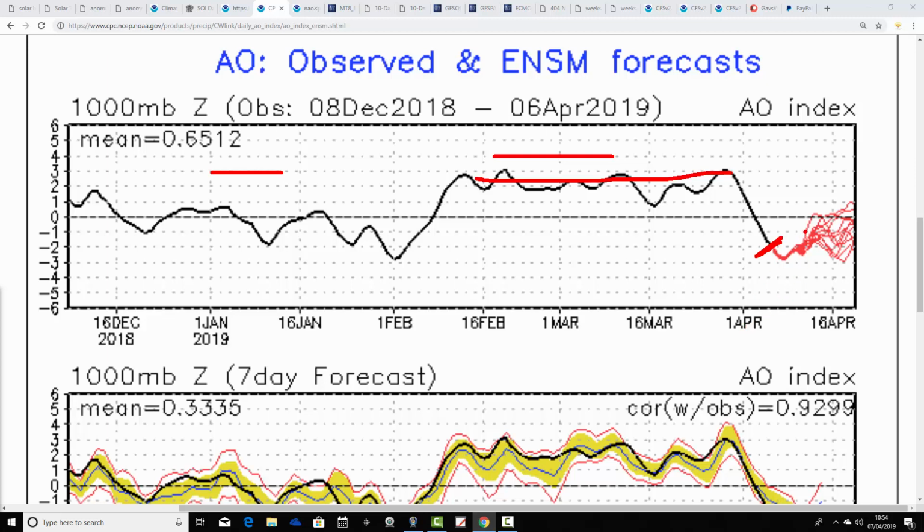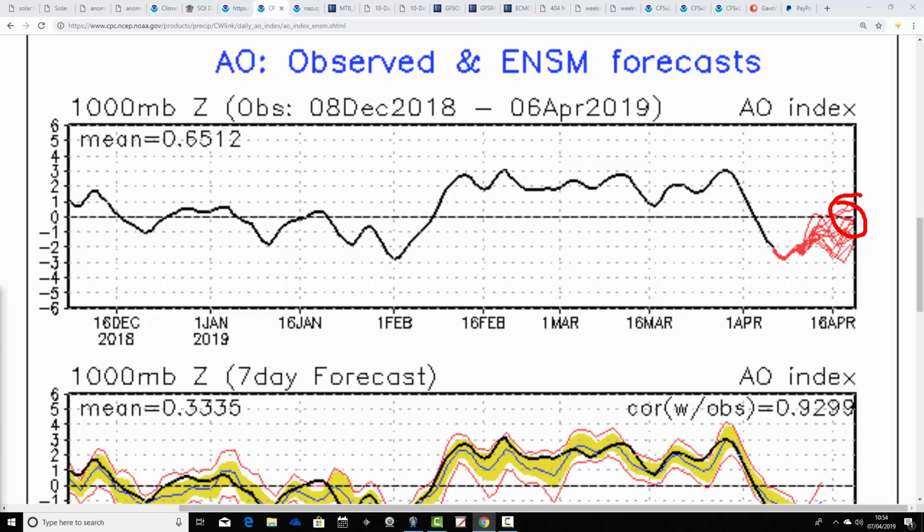And the GFS ensembles are forecasting the Arctic Oscillation to stay negative as we go into the middle and second half of April. Possibly signs that it's beginning to recover in the second half of April, perhaps back to near a neutral condition. But overall, it looks like we've entered into another negative phase of the AO. So this tells us that we've got high pressure up in the northern latitudes.